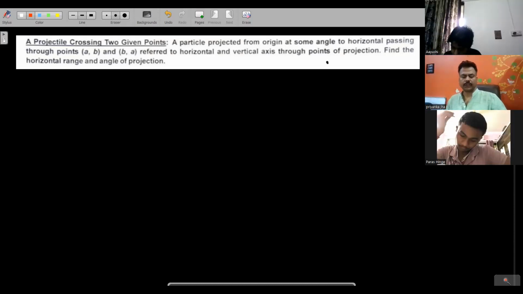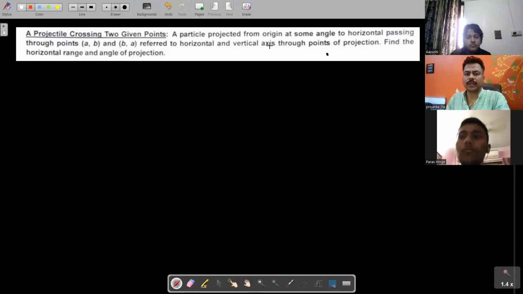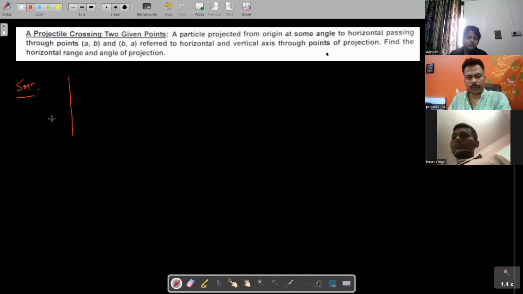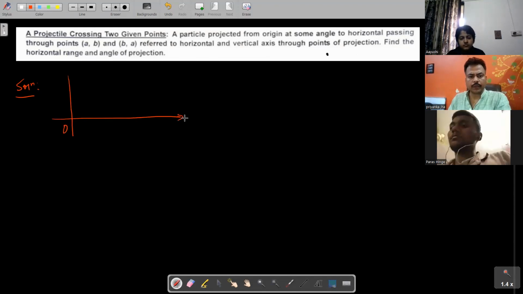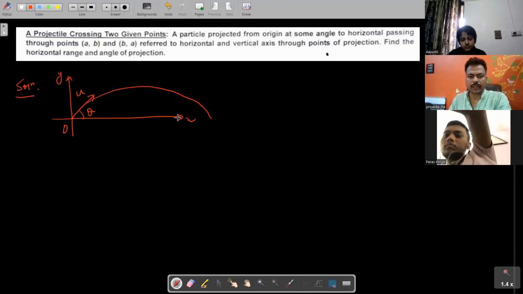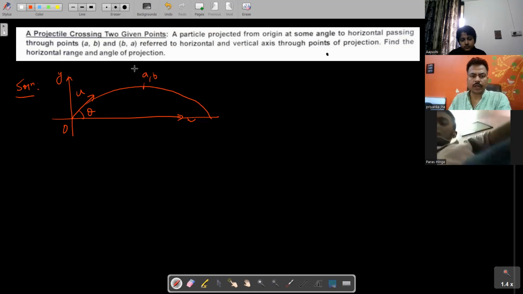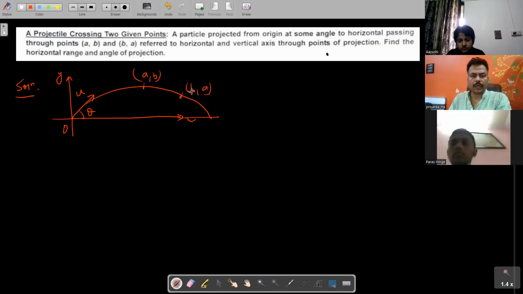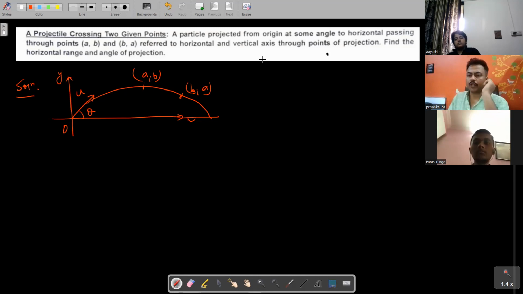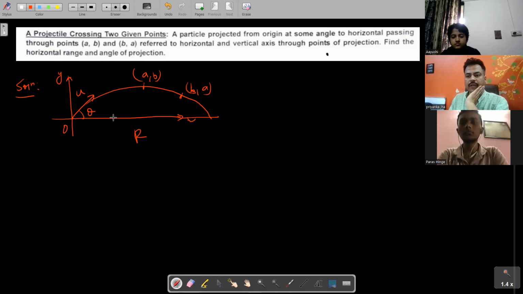Let me solve. See, it is saying that a particle projected from origin at some angle to the horizontal passing through these 2 points. Suppose this is positive x-axis, this is positive y-axis. A particle is projected with some speed at some angle theta. It will follow this path. Suppose it will pass through 2 points A comma B and B comma A, referred to horizontal and vertical axis through the point of projection. Find horizontal range and angle of projection. You have to find this R and theta, right?